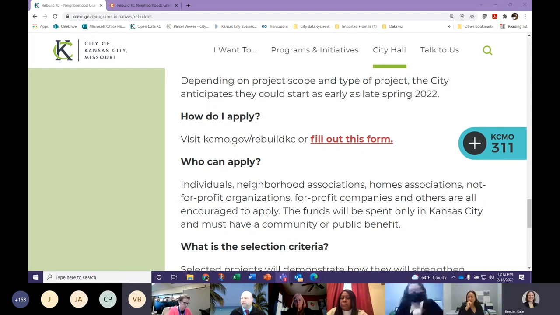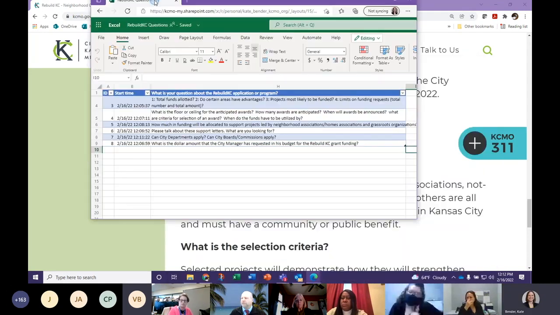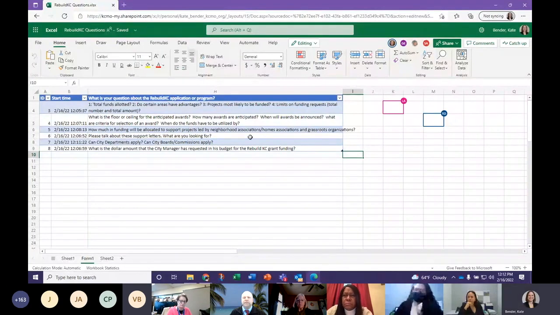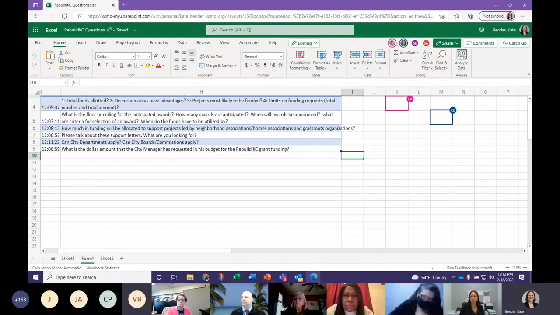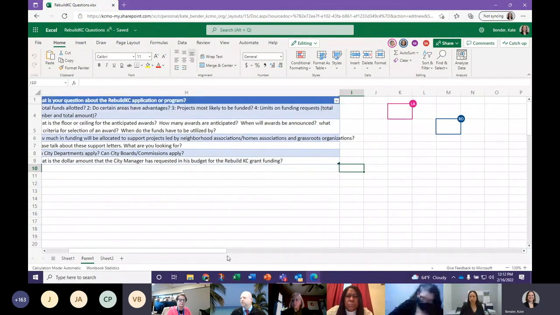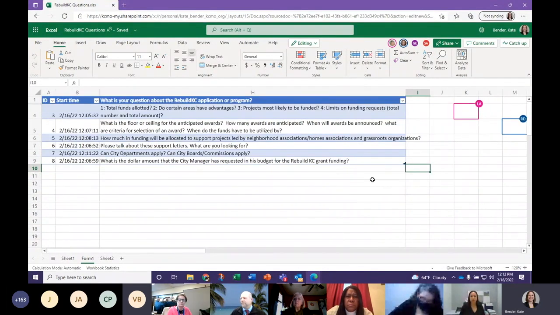We already have some questions that are coming in. So I'm actually going to move these over here so that this will allow everyone to actually see the questions, in case, because I'm sure some of them are shared. And we've had a few that come in via the chat too. So you can see multiple questions in some of these. So total funds allotted. Do you want to speak to that, Forrest?